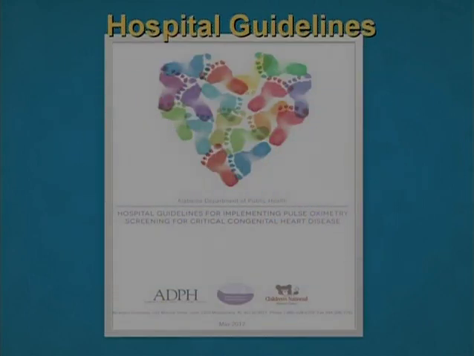And so, again, the Alabama Department of Public Health created hospital guidelines for implementing pulse oximetry screening for critical heart defects. And in 2012, pulse ox screening was implemented in Alabama as part of routine newborn screening care. These guidelines can be found on the newborn screening website at www.alabamapublichealth.gov/newborn screening.